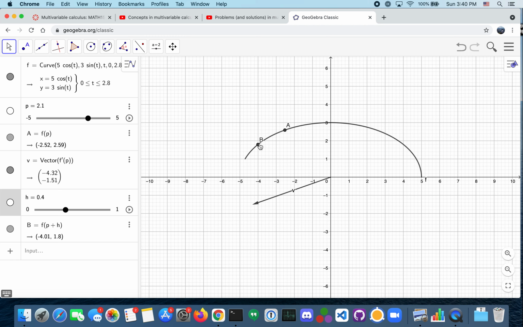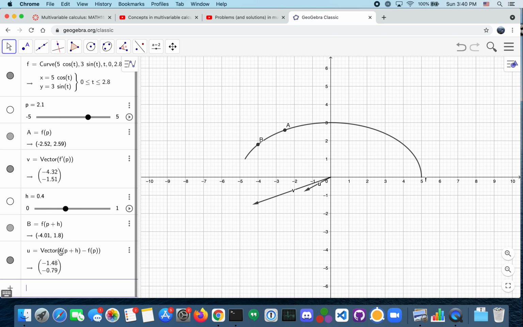Let's look at the vector going from a to b. Well, that vector is f of p plus h minus f of p. And so now we see that vector there. As I change h, at first, when h is big, the vector from a to b looks like this. Of course, I moved it over here. By default, it has its tail at the origin.